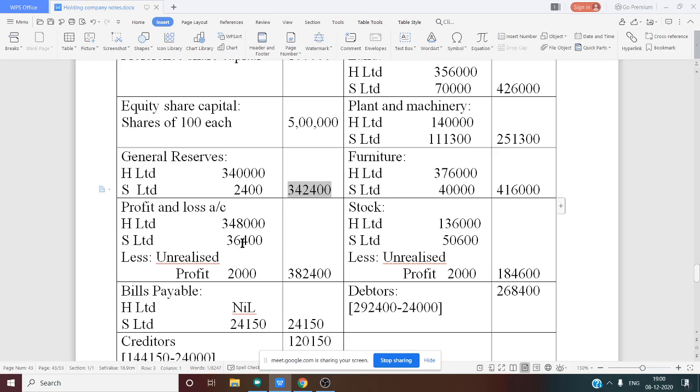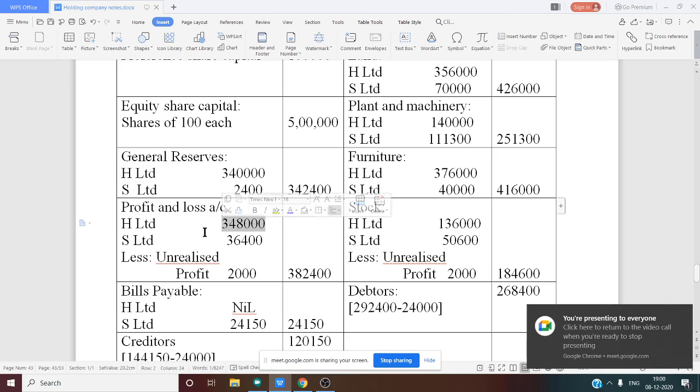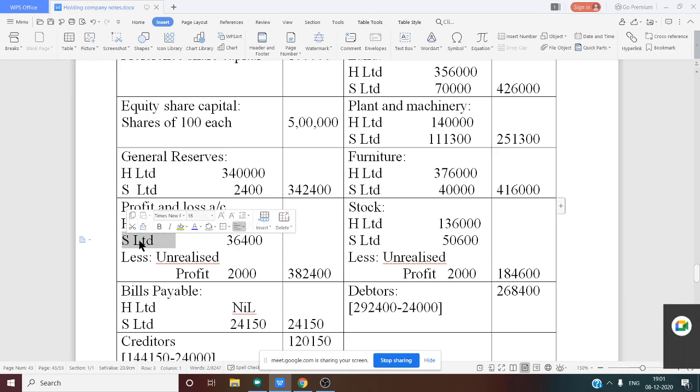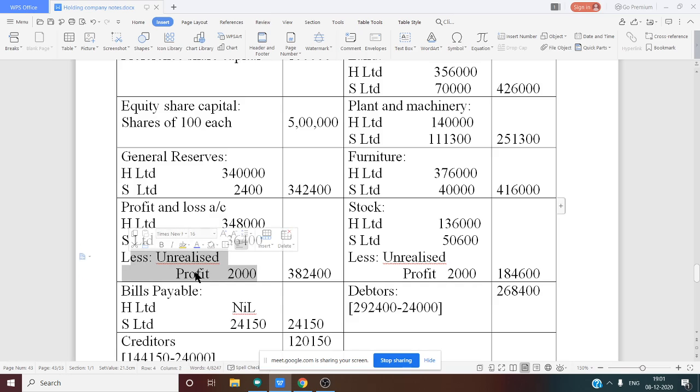Profit and loss account of the holding company is 3,48,000 from the balance sheet. For subsidiary company, what we have to do? You have to see the majority interest working note. That is 36,400 revenue profit, or post profit. That we have to take. Less unrealized profit 2,000. As usual, you have to deduct from profit and loss account. So final profit and loss account is 3,82,400.